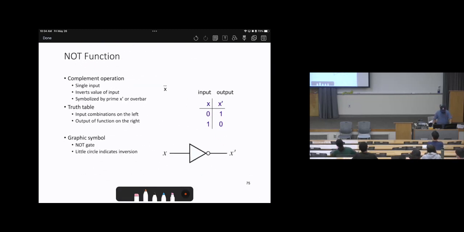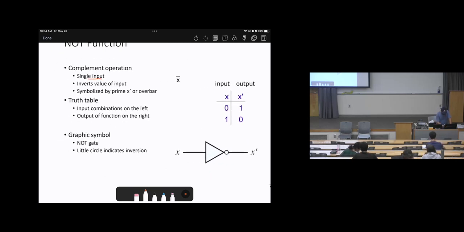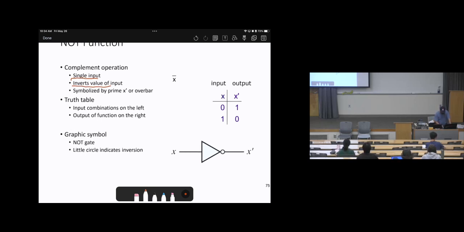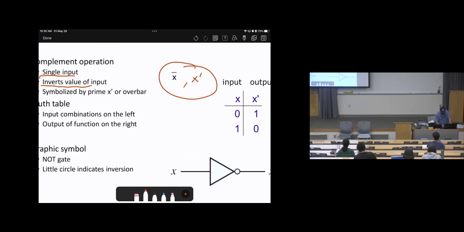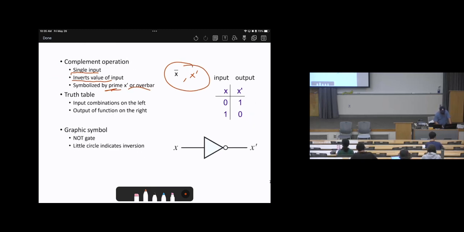NOT operator or NOT function. The NOT function has only a single input and it just inverts the value. We have only 0 or 1. These are the only values that we can have. If it is 0, it will be 1. If it's 1, it will be 0. We are familiar with this. Sometimes we denote it by X bar, or sometimes we write X and put this prime symbol. So either representation should be fine. Whenever you see the bar or the prime symbol, these 2 are fine.